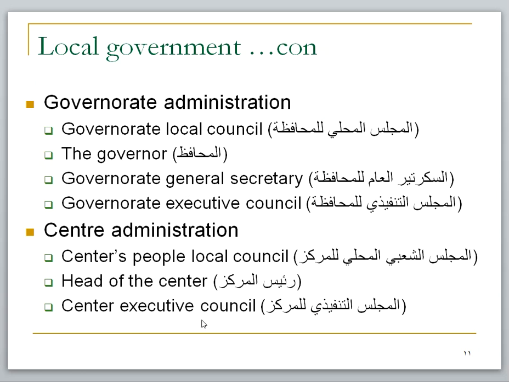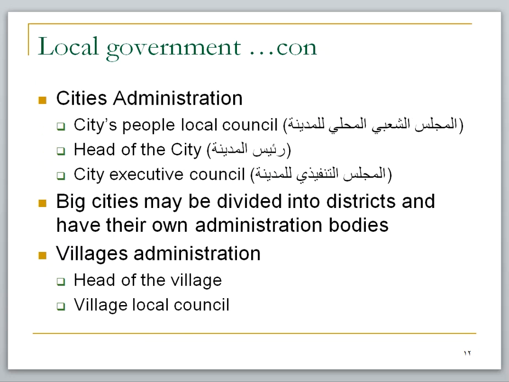Center Executive Council, the governorate executive council. The same here, we will see the same arrangements or structure for the cities. We have the city people's local council, head of the city executive council and so on. You see, this chapter is about lists of the structure, organization of the whole state. What is the state made up of?